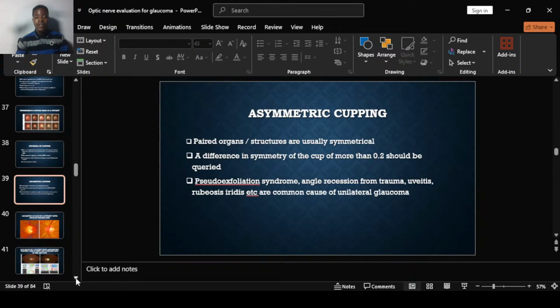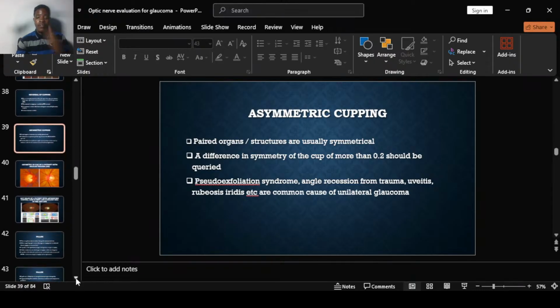Also, asymmetry in cupping is important. In asymmetry in cupping, we look at paired organs. Paired organs or structures are usually symmetrical. For instance, your two hands are likely of the same size and length, even though there might be some little variations, but they are usually symmetrical. Likewise, your eyes. So a difference in symmetry of the cup of more than 0.2 should be queried. When we are seeing 0.4 and we are seeing 0.8, we want to query why this is so. We see this in pseudoexfoliation syndrome, angle recession from trauma, uveitis, and rubeosis iridis. These are the common causes of unilateral glaucoma, where one eye is more largely cupped than the other.